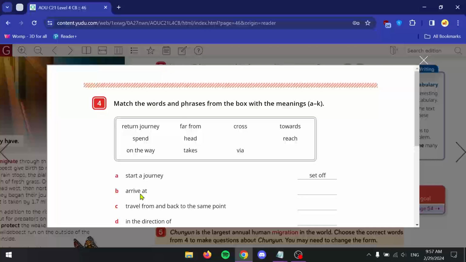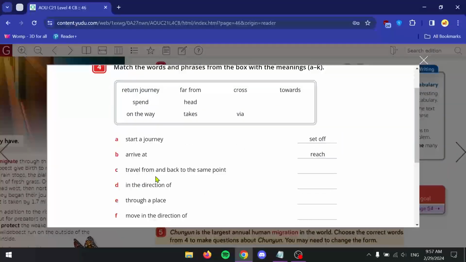What about B? Arrive at. Arrive at could mean reach. Have you ever used Google Maps? Sometimes it'll say you've arrived at your destination. Everyone knows what that means, but the app could also say you've reached your destination. See? Same exact meaning, different vocabulary.